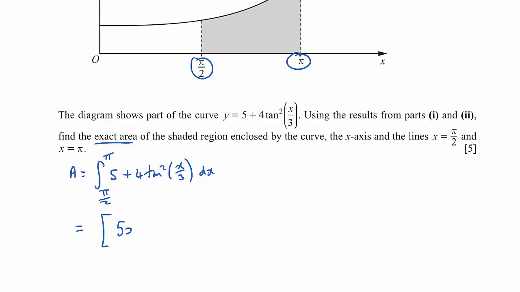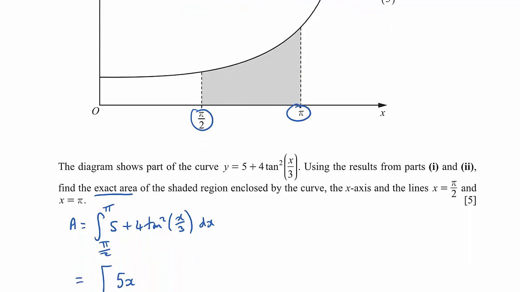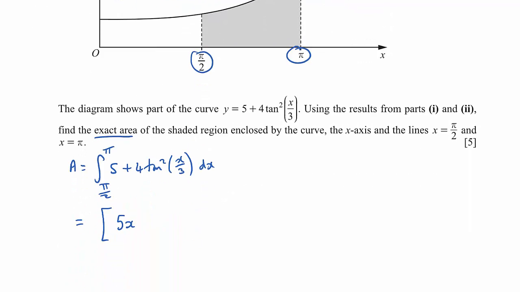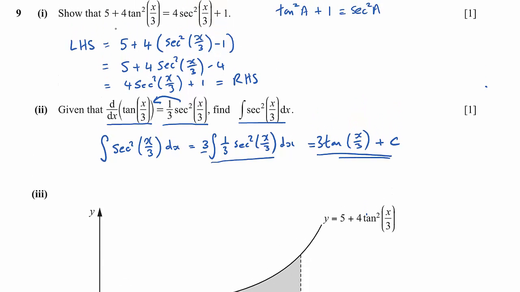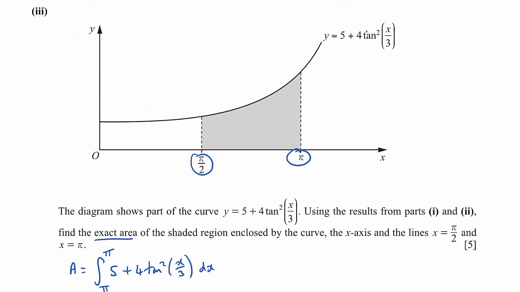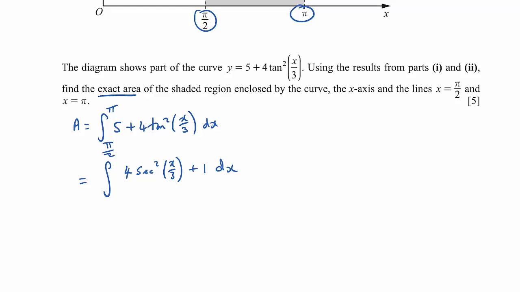Okay, so we'll get 5x from the 5. Now, no, let's not do that. We had a result, didn't we, back here, that is equal to that. So 4 sec squared x over 3 add 1. Okay, that's a better way to do it. And don't forget the limits, pi by 2 to pi.